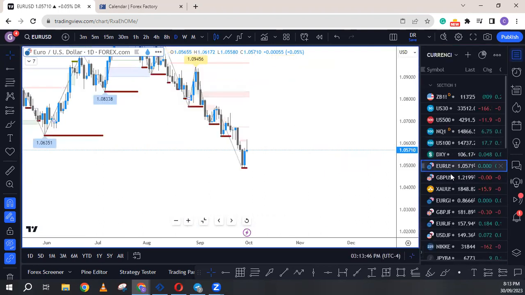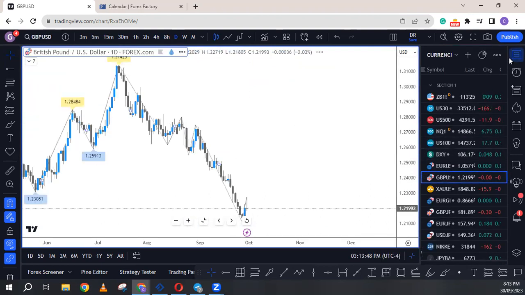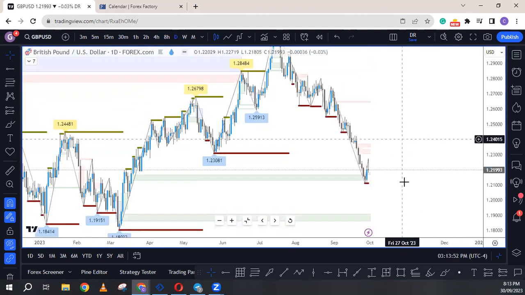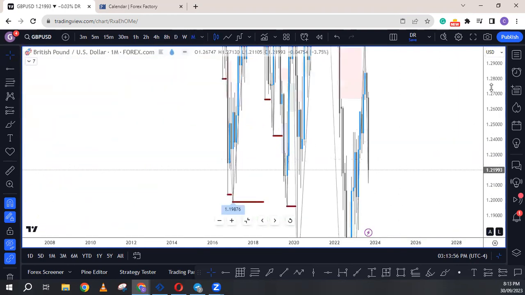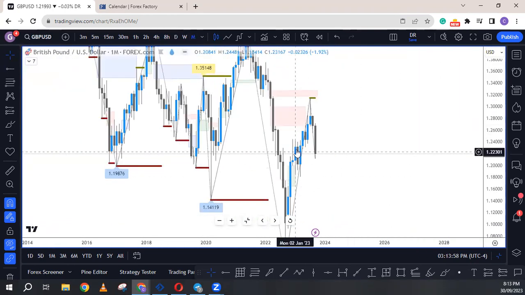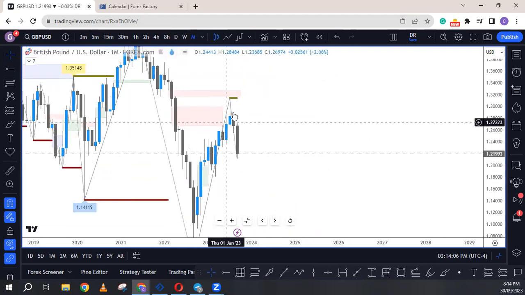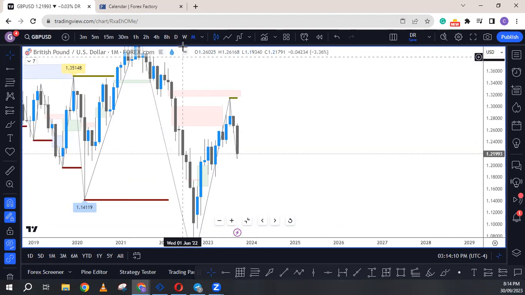The same goes for the GBPUSD. The GBPUSD order flow and structure on this pair is still bearish. If we look at this on the monthly, we see that price dipped into what looks like a bullish order block. If we go down, the monthly has closed bearish, we have a swing high on the monthly. 1, 2, 3, 4. We have a swing high on the monthly.